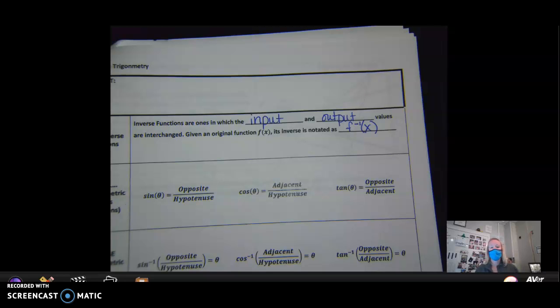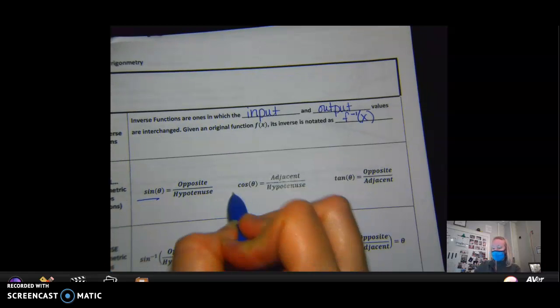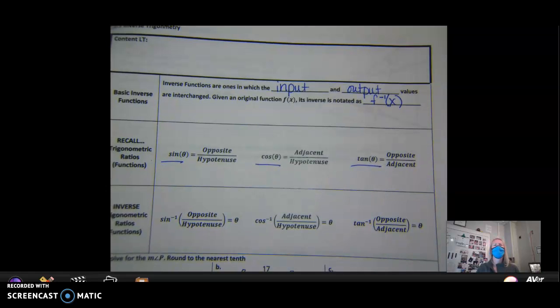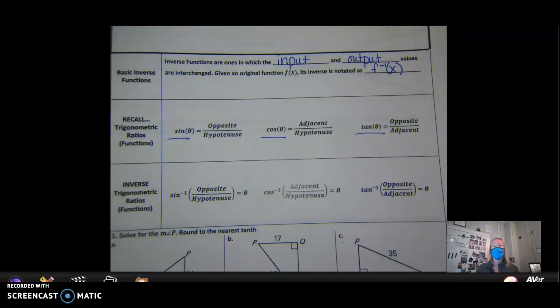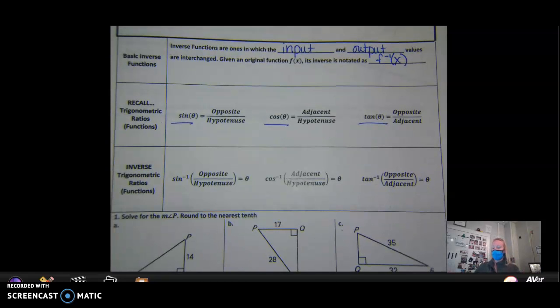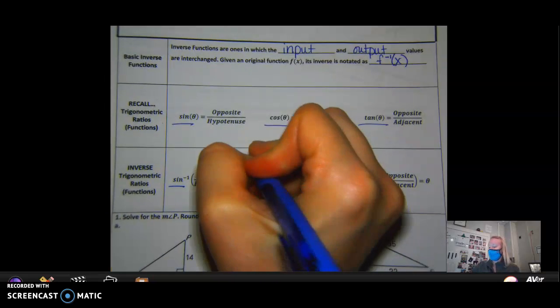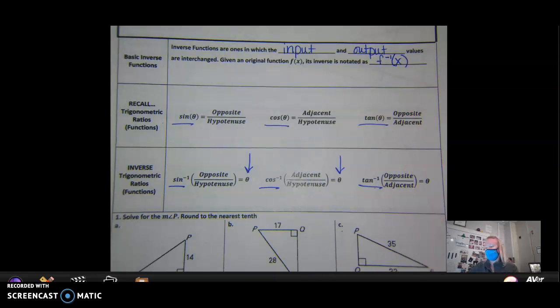Inverse function of x. So we learned Friday that the sine is opposite over hypotenuse, cosine is adjacent over hypotenuse, and tangent is opposite over adjacent. What's that saying that I asked you guys to memorize? SOHCAHTOA. So that you can figure out, okay, SOH, so that's sine opposite hypotenuse, right? Inverse trig functions are exactly the same, except for now it looks like this. Do you guys see that?